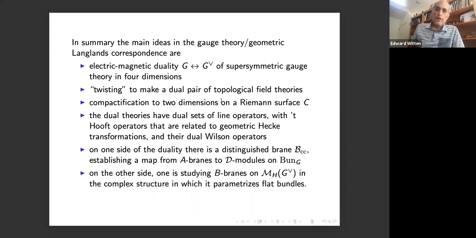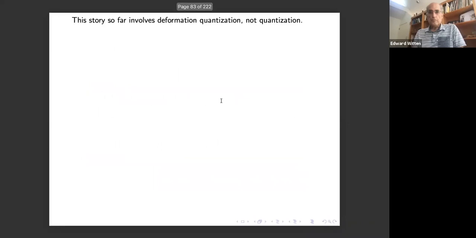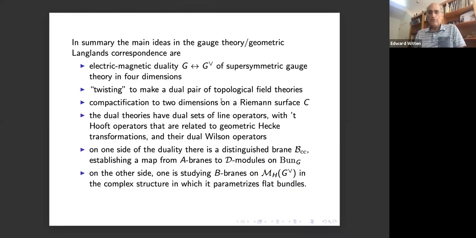On one side of the duality, there's this distinguished brane B_cc that maps A branes on Higgs bundle moduli space to D-modules on Bun_G. On the other side, you're studying B branes on Higgs bundle moduli space in the complex structure in which it parameterizes flat bundles. So that's as much of a summary of the standard story as we have time for today. Maybe it's a good time to stop and ask if there are any questions.